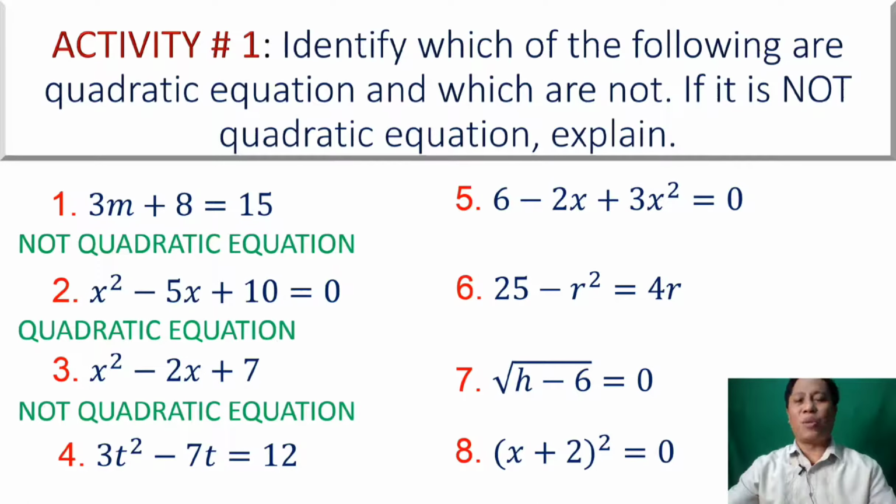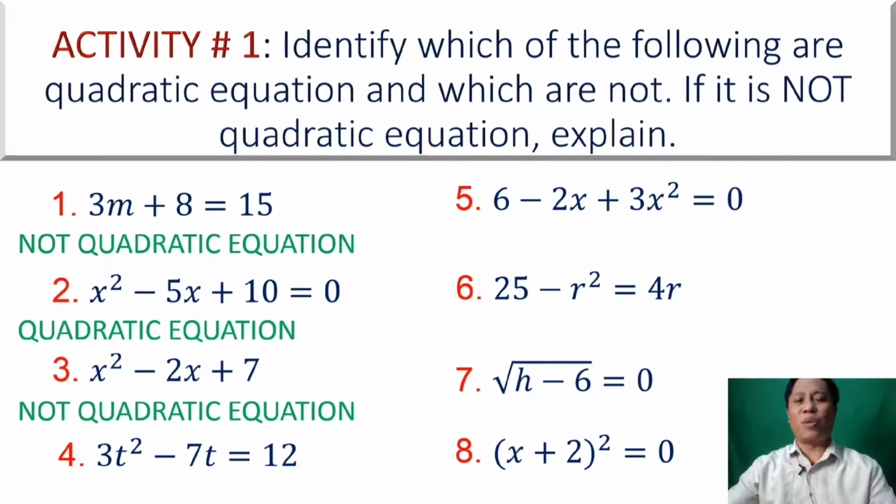So 3t squared comes first, followed by 7t. Then the 12 will be transposed to the opposite side of the equation, so the sign will become negative: negative 12 equals 0. So that is now the standard form. If we are required to write it in standard form, that's the standard form.